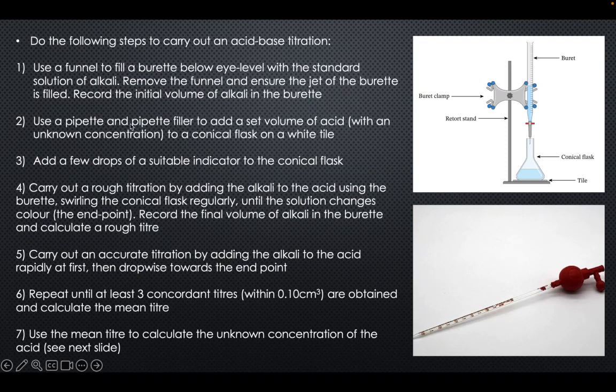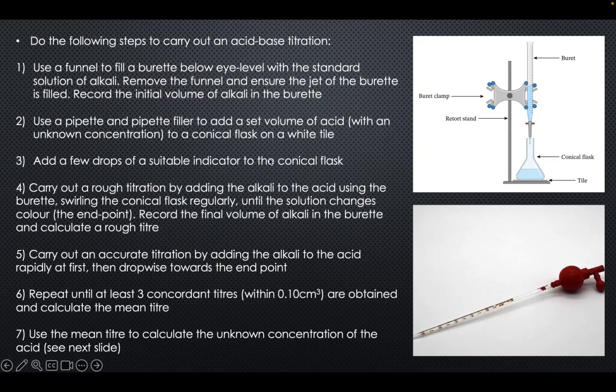So we then use a pipette and a pipette filler to add a set volume of acid with an unknown concentration to a conical flask on a white tile. The reason why we use a white tile is because that allows the colour change in the next few steps to be seen more clearly. We then add a few drops of a suitable indicator to the conical flask. Suitable as in it needs to change colour over a very narrow pH range.